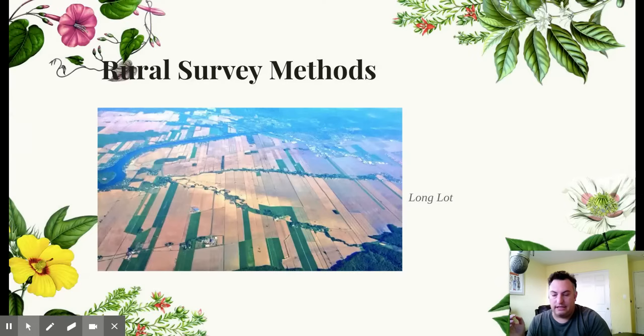And then the last one is long lots. On long lots, you really want to give everybody access to the river. So the lots are going to be very long, right? Giving everybody a little bit of the river so that people can put their crops on boats over there and transport them throughout the landscape.